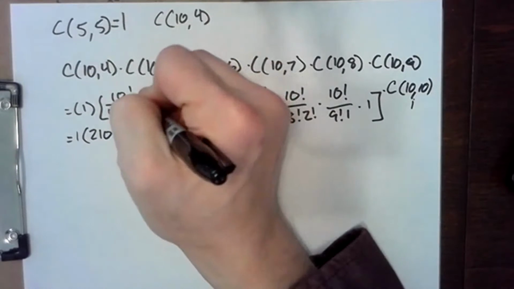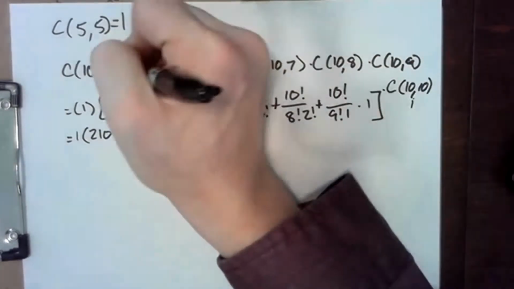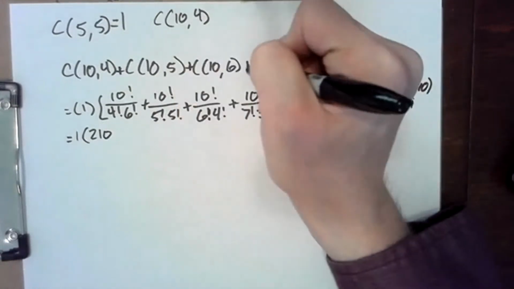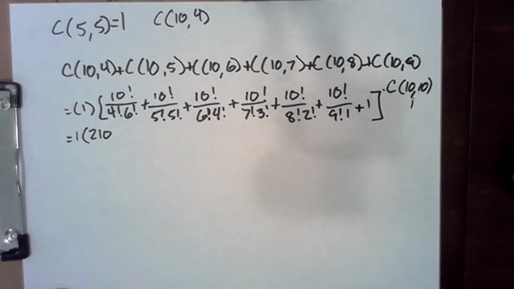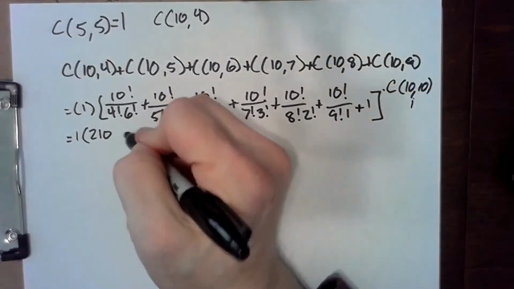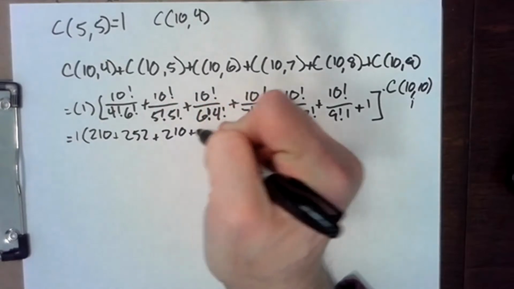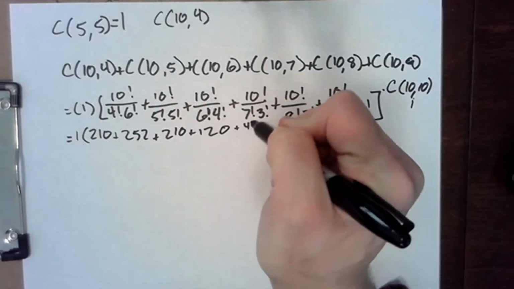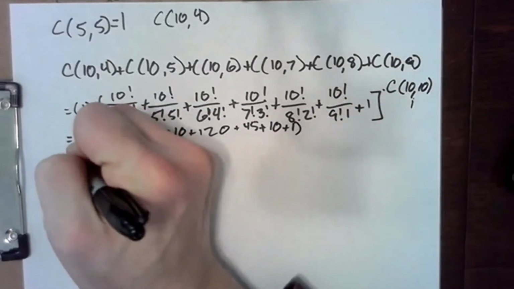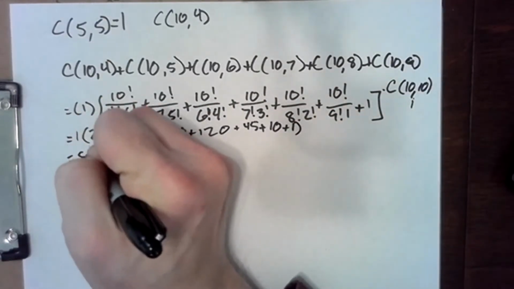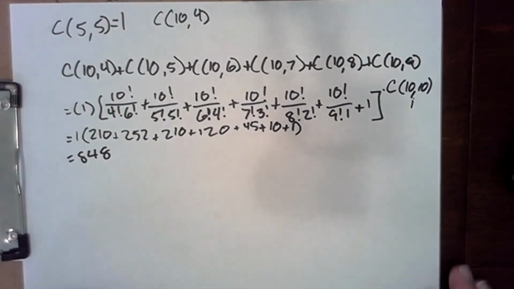Oh, this is plus, not times. Sorry. There we go. That makes a big difference. 210 plus 252 plus 210 plus 120 plus 45 plus 10 plus 1 for a total of 848 ways in which the measure can be passed.